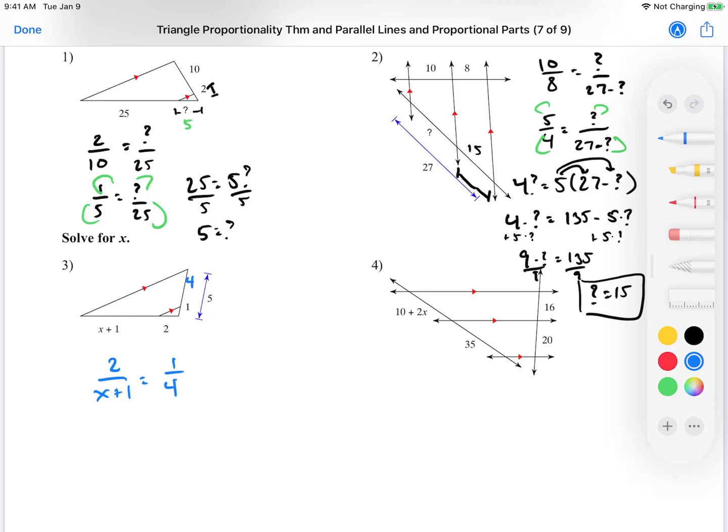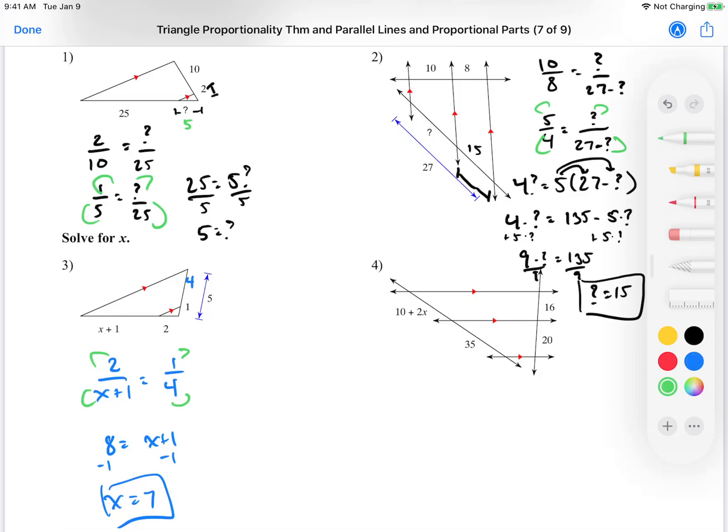Now from here, right, I can't really simplify anymore, but now I want to use my cross product property, and so I'm left with 4 times 2, which is 8, is equal to 1 times x plus 1, so it's just simply x plus 1. Subtract 1, x is equal to 7. Right. Does that make sense? Okay.